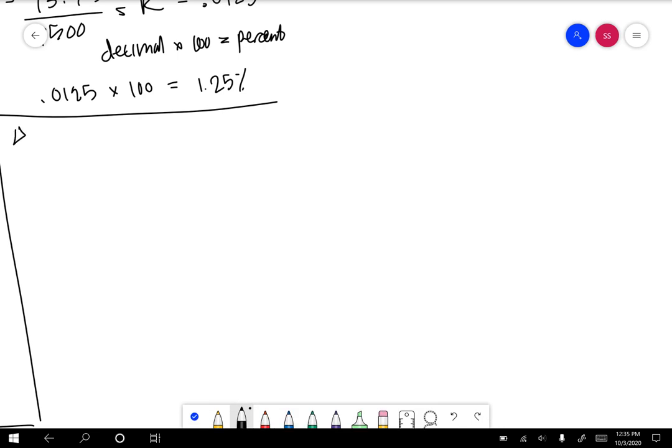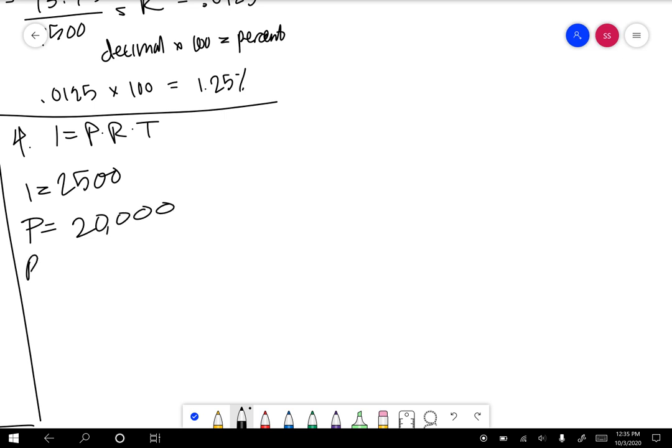And the last one to check your work on, number 4. Remy borrowed $20,000 for 5 years to buy a car. If she paid $2,500 in interest, at what interest rate did she borrow the money? So let's think about what we know and what we want to know. We're actually given the interest paid, $2,500. The principal amount we were also given, $20,000. The rate is what we don't know. The time was 5 years.